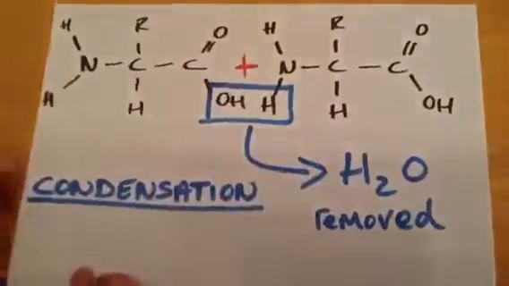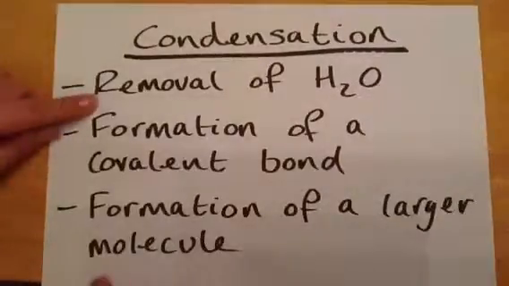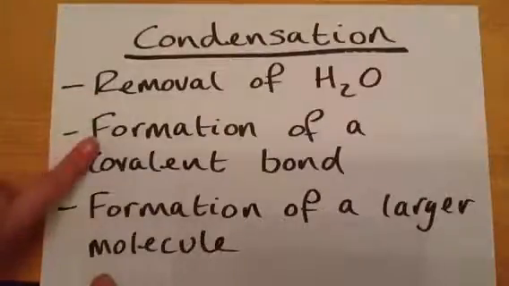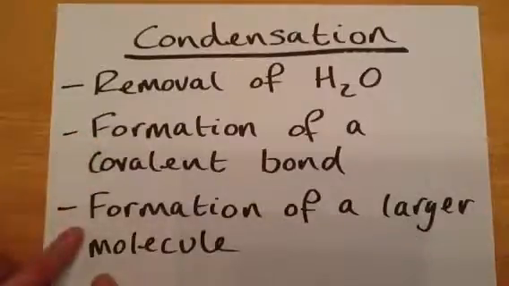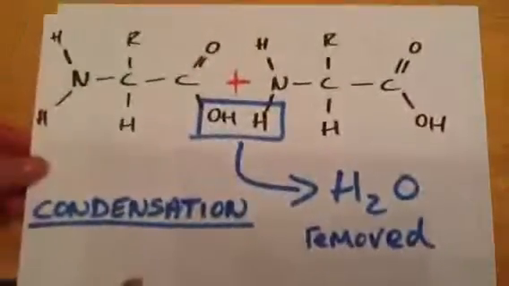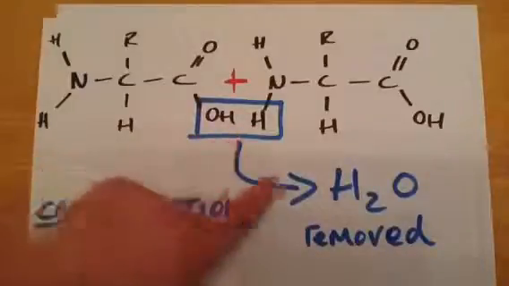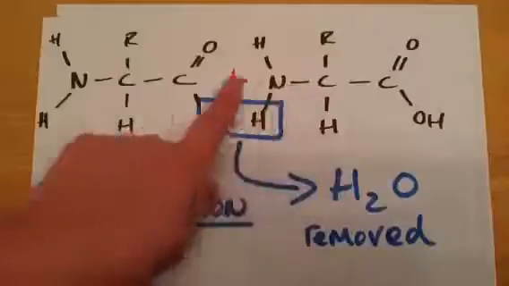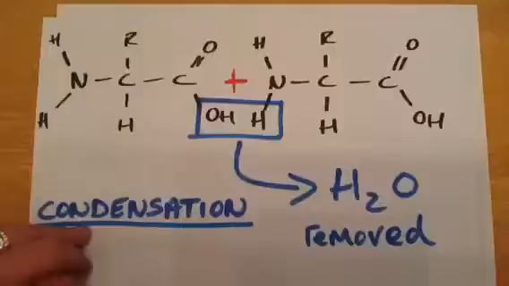Now, there are 3 really important points that you should remember when we're talking about condensation. So first of all, it involves the removal of water, or 1 water molecule per bond. So it involves the formation of a covalent bond and also the formation of a larger molecule. So if you imagine here, we have 2 smaller molecules, 2 amino acids, and we've shown that we're going to remove water. So if we form a bond between these 2 amino acids after the water's been removed, we'll form a larger molecule.